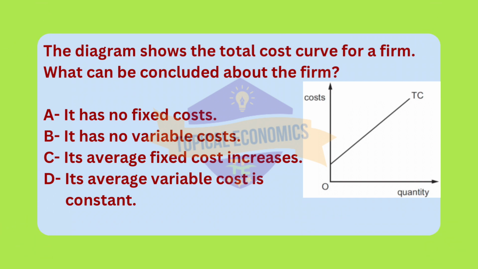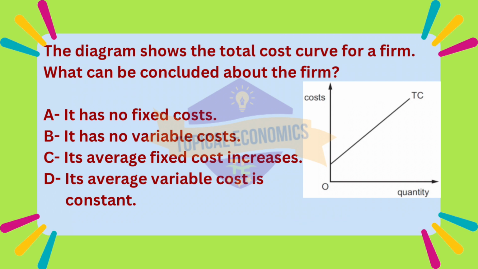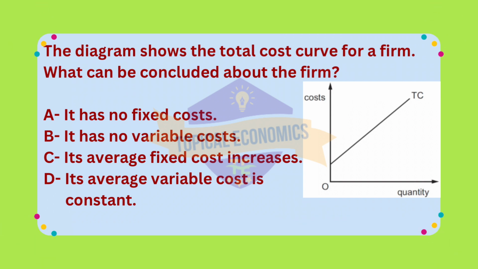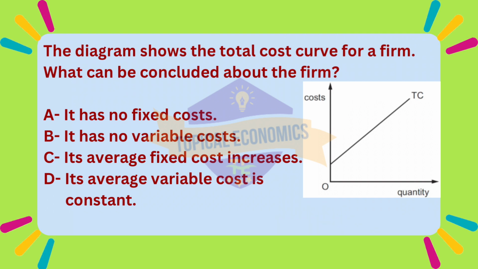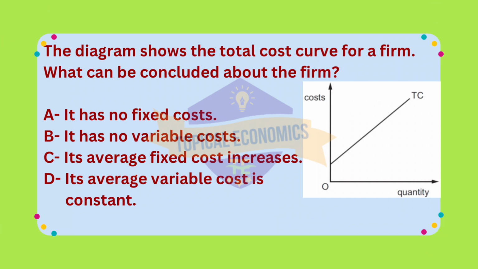Analyzing the other options. Option A. It has no fixed costs. While it's true that the total cost curve might not start at a positive value on the cost axis, which would suggest no fixed costs, we would need more information to definitively conclude that there are no fixed costs. If the total cost curve starts at 0, it is more likely that fixed costs are indeed absent.